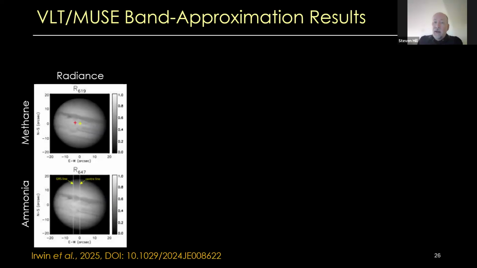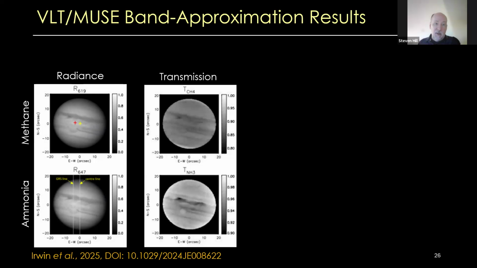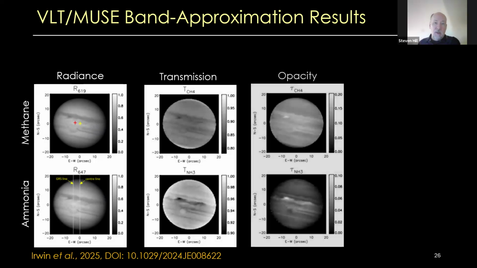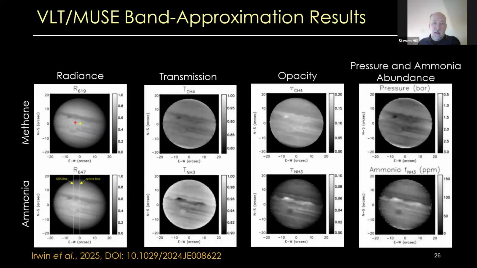So Pat, as a first step, took the spectrally resolved data cubes from VLT MUSE. He created synthetic images by convolving those spectral images with the transmission filter profiles of the filters that I was using. From these, he then created radiance images, and from that, he was able to replicate transmission, opacity, and ultimately the pressure and ammonia abundance using VLT MUSE data.